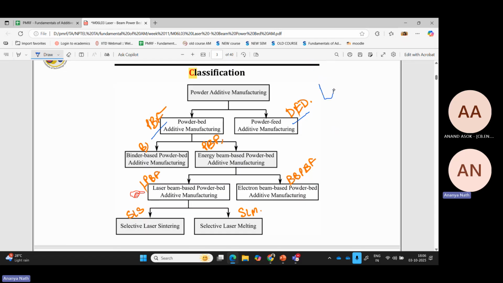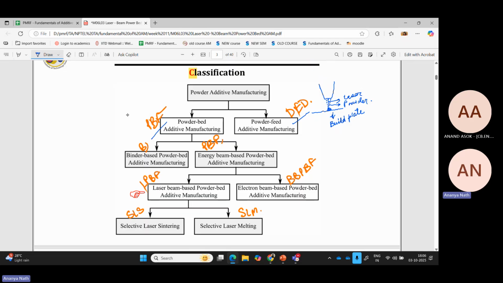Powder-fed means we have a nozzle, and through the nozzle my powders will come, and through the central axis my laser will come. So this is my laser and this is my powder. All my powder and laser will interact over the build plate. This is my build plate, and the deposition will take place here. This is my deposited bead.